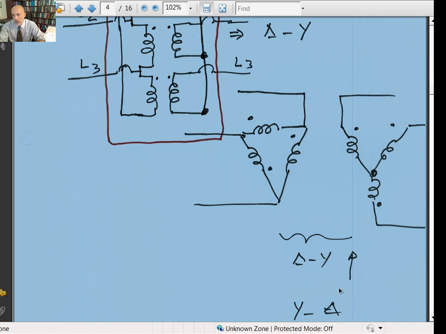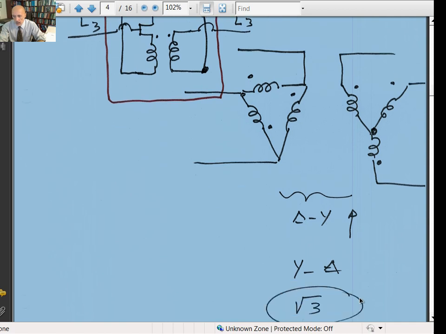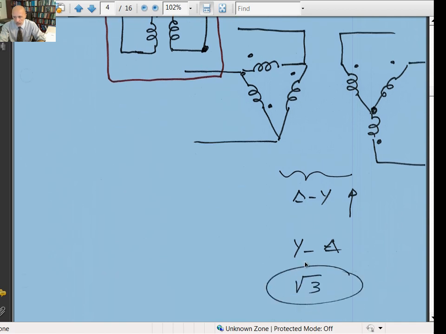There's a cost effectiveness, the reason why you do delta to Y, to jack up the voltage, and then when you want to step down the voltage when it gets to the distribution or residential area, they use Y delta connections. And there's a factor of square root of 3 saving in the windings when you do that.